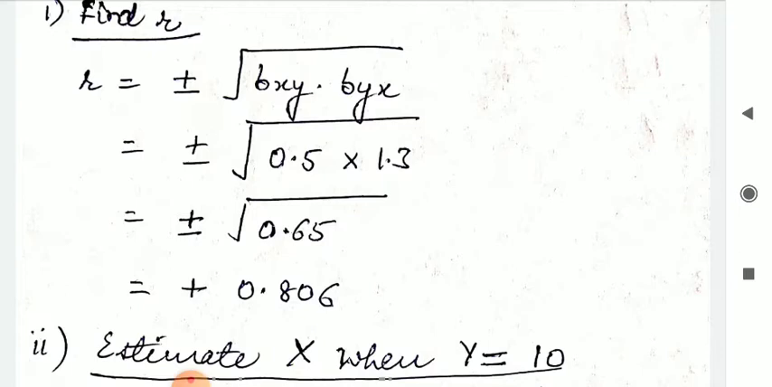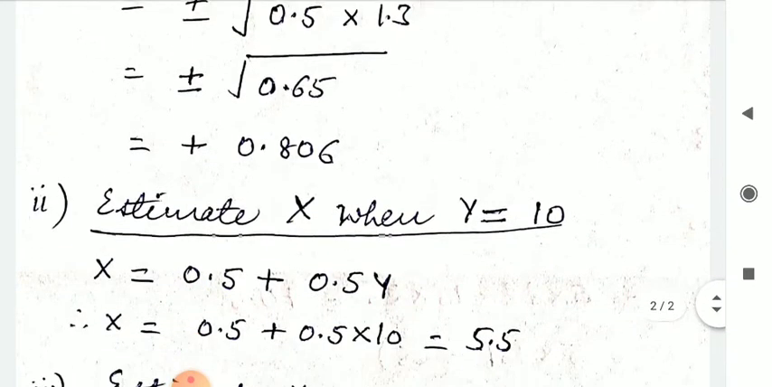Now we are to take the sign which is the sign of both the regression coefficients, and here we see that both the regression coefficients are positive, and that is why we take the sign as positive. So this is equal to positive 0.806. This is the final answer of coefficient of correlation r.